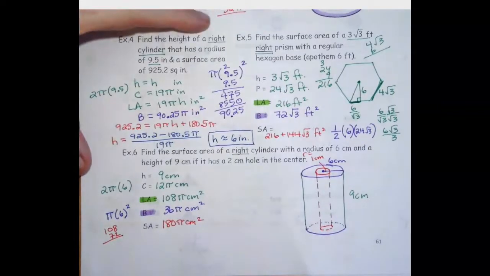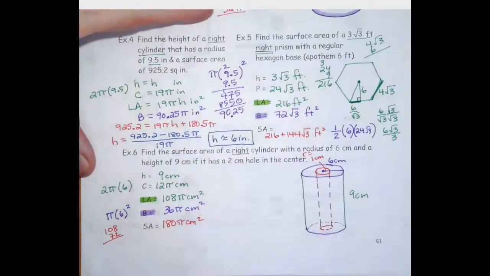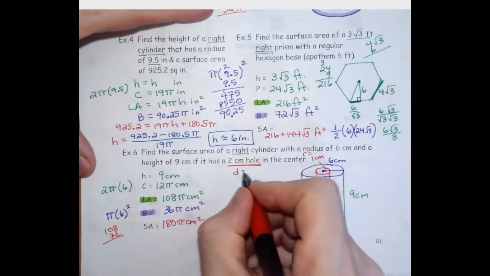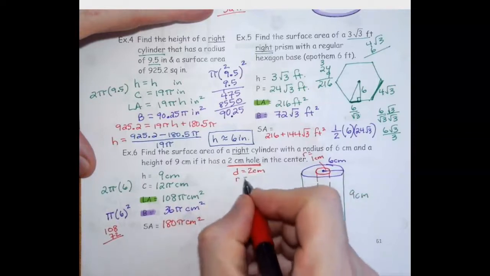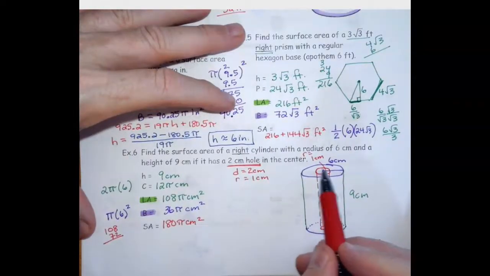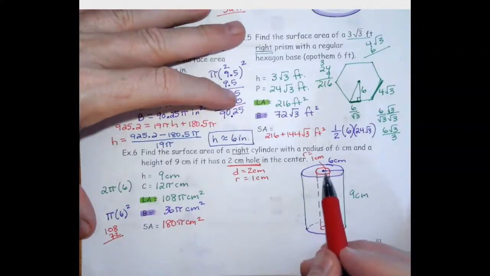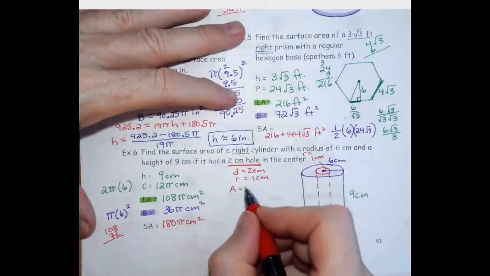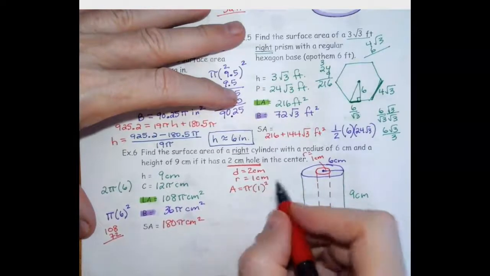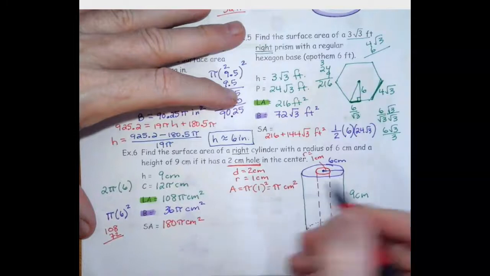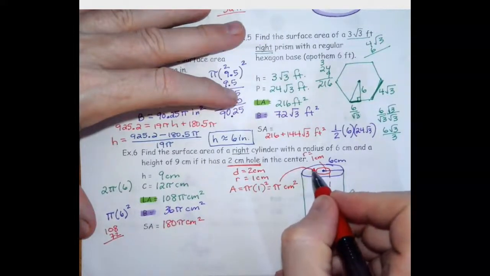Now, let's think about what we have here. I was talking about the hole there. I did that in red. So we have a 2 centimeter hole. That means the diameter is 2 centimeters, which means the radius is 1 centimeter. If we have a circle missing here, then that is part of the surface area of the base that's missing. So if we find the area of that, that's pi r squared, which is pi centimeters squared. That's the area of this little circle that's missing.